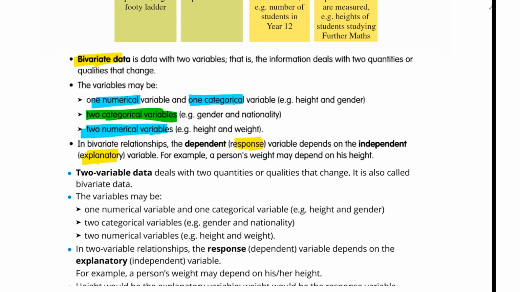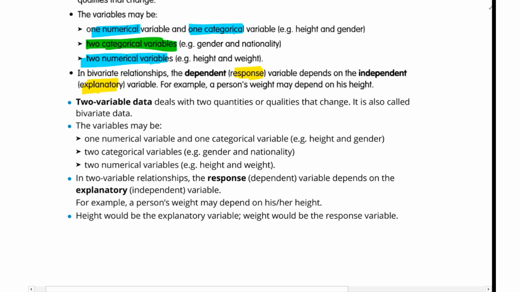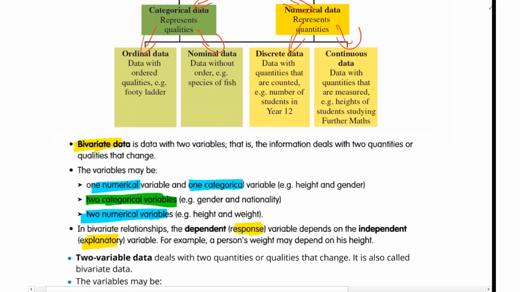So we'll do an example. A person's weight may depend on his height, for example. We've got the two variables. And this is just a repeat of what I've just said. Okay, so that is basically types of data.